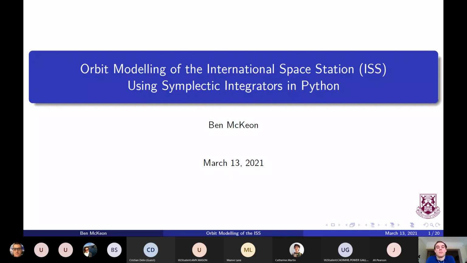Okay, so I am Ben McKeon. I'm a final year student of Maths and Physics here at UL, and I am going to tell you a little bit about modeling the orbit of the International Space Station using symplectic integrators in Python.